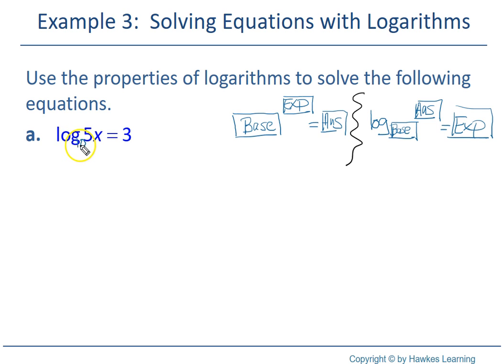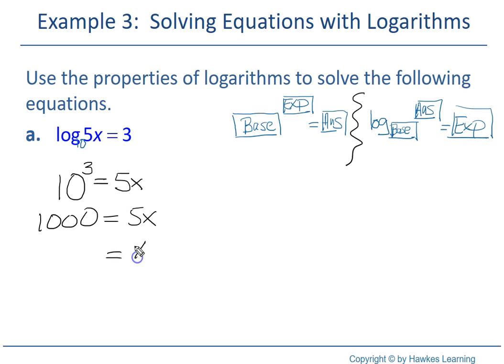So again, this is common log base 10. So what is our base here? Well, it's 10. What is our exponent? 3. And what is our answer? 5x. So this is going to be 1,000 equals 5x. Divide both sides by 5. X is 200. Something easy.